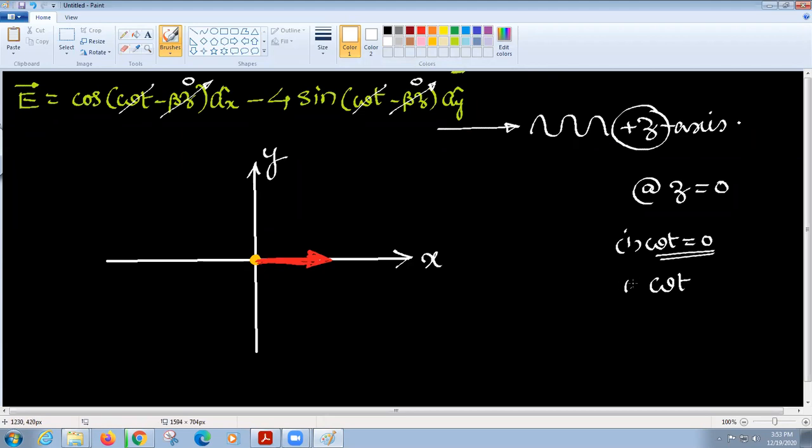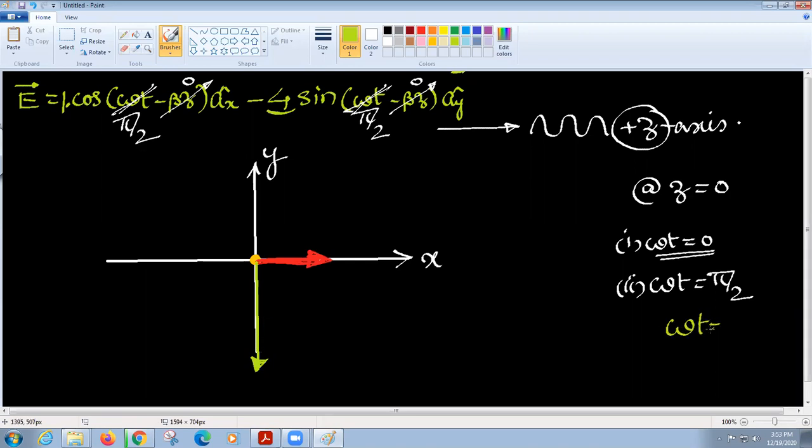Case 2 is omega t equal to pi by 2. Cos pi by 2 is 0, and sine pi by 2 is positive 1. Now it is negative 4, right? So negative 4 means I must come all the way down like this. It's a bigger one because its amplitude is 4 while the other is 1. So I just came all the way down like this.